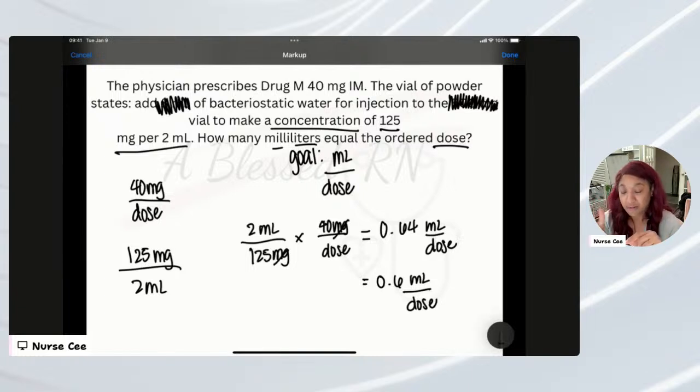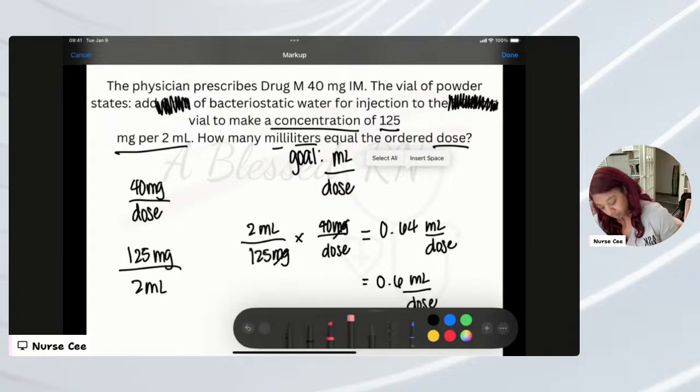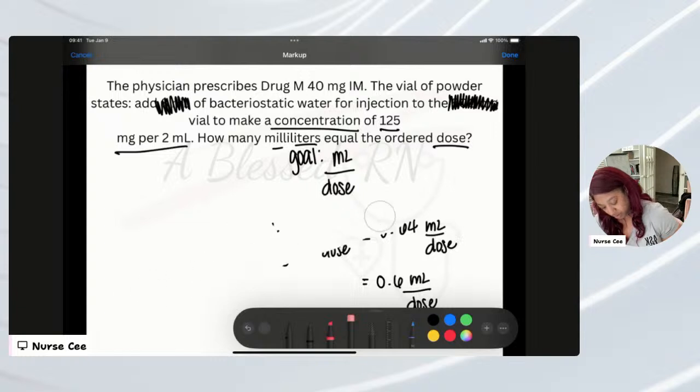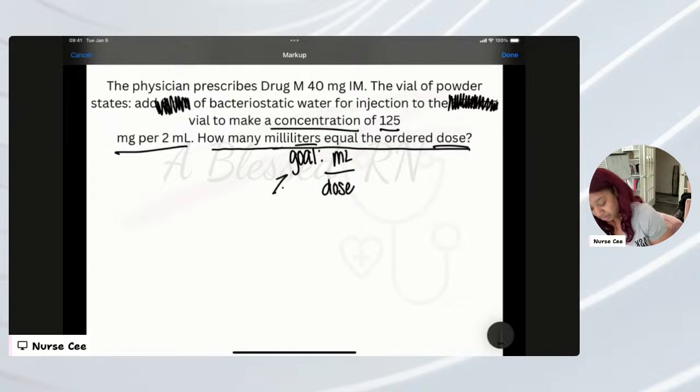So just like this one that I have pulled up. All right, so look. This is the question, right? My goal says that we want this on the top and we want this on the bottom. So that's how I'm going to set it up.